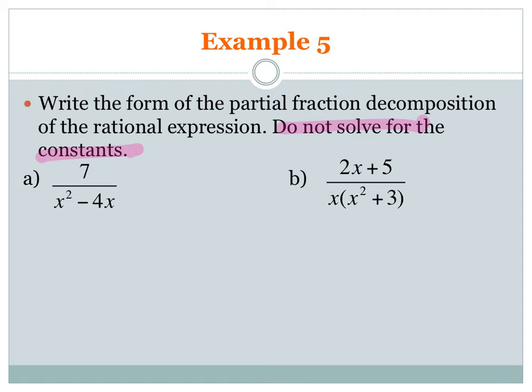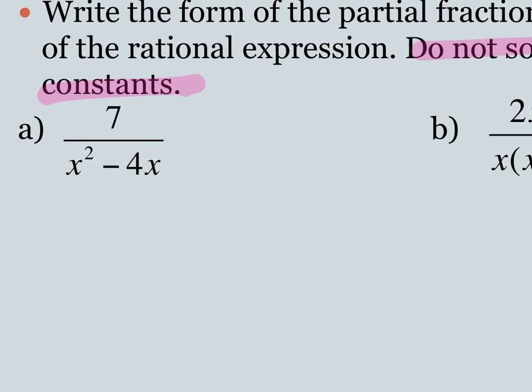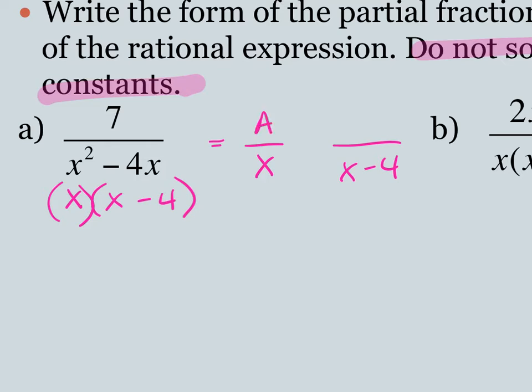So if I look at the denominator of A, can I factor it? Yes. What can I do? Good. Take out an X, and I get X times X minus 4. Is that factored completely? Yes. There are 2 linear factors there, X and X minus 4. So I put 1 with the denominator of X, 1 with the denominator of X minus 4. Numerator of the first is A, numerator of the second is B, and then put a plus between them.